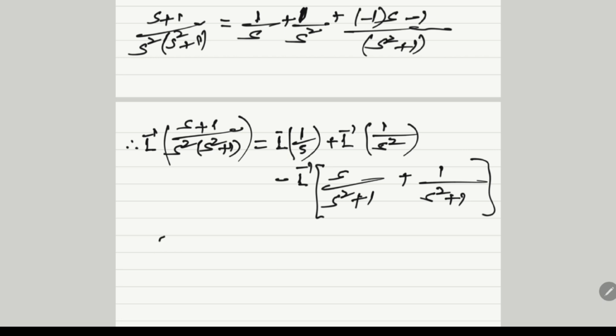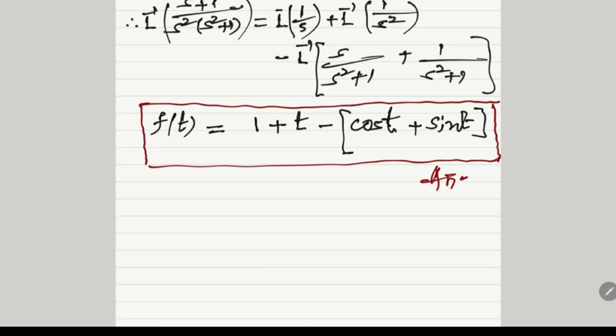The inverse of the left hand side is some f of t. The inverse of 1 by s is 1, a standard result. The inverse of 1 by s square is again a standard result, t, minus the inverse of s upon s square plus 1, a standard result, cos at, a is 1, means it is cos t, and the inverse of 1 upon s square plus 1 is sin at, a is 1, therefore sin t. This is the required inverse Laplace transform, or required answer.